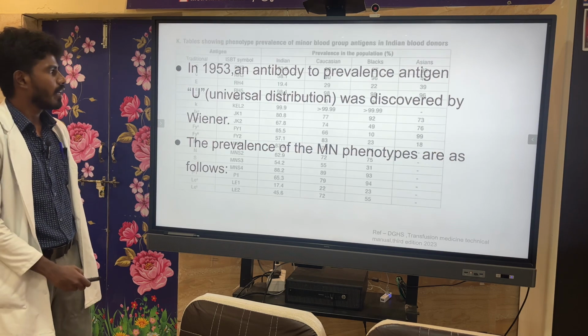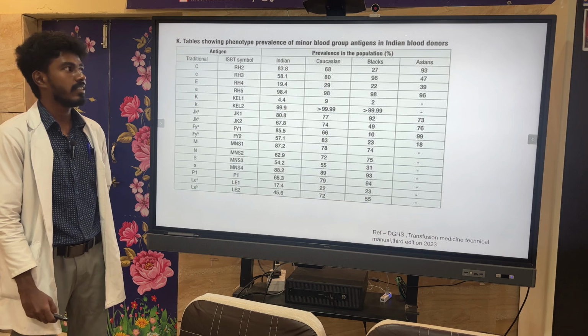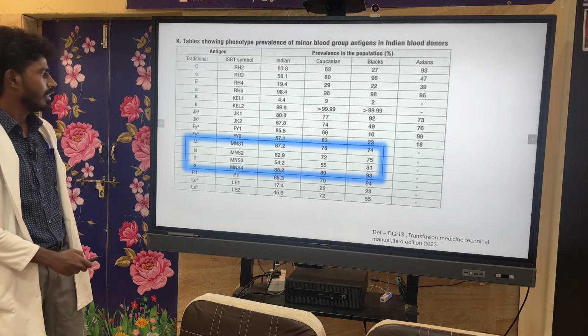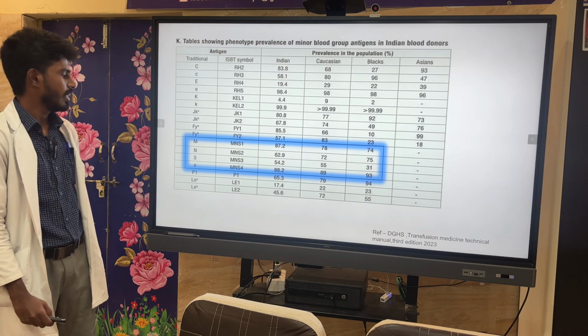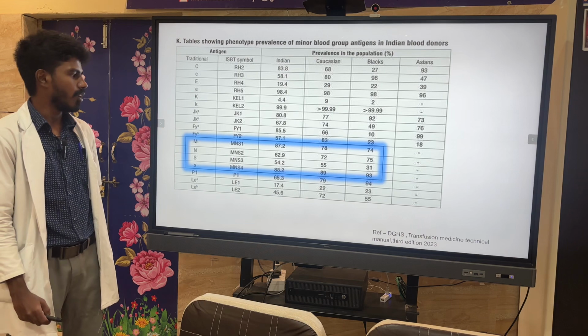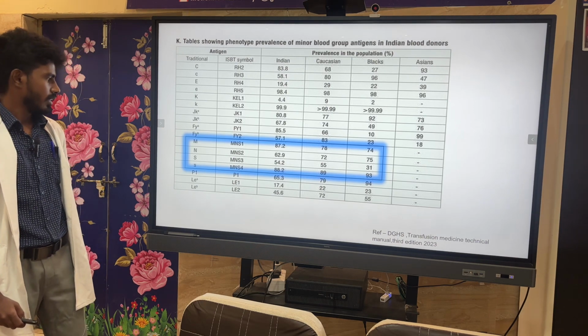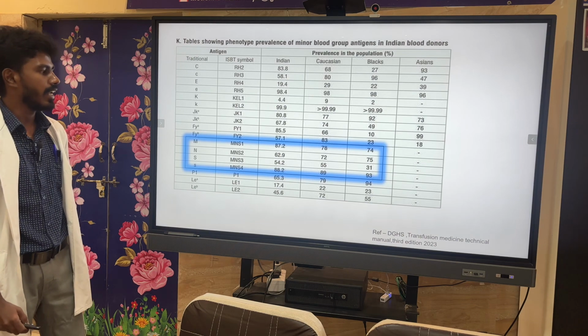The prevalence of MNS phenotype. The phenotype prevalence of MNS blood group antigens in Indian blood donors: particularly the M antigen 87.2%, the N antigen 62.9%, S antigen 54.2%, small s antigen 88.2% in the Indian population.